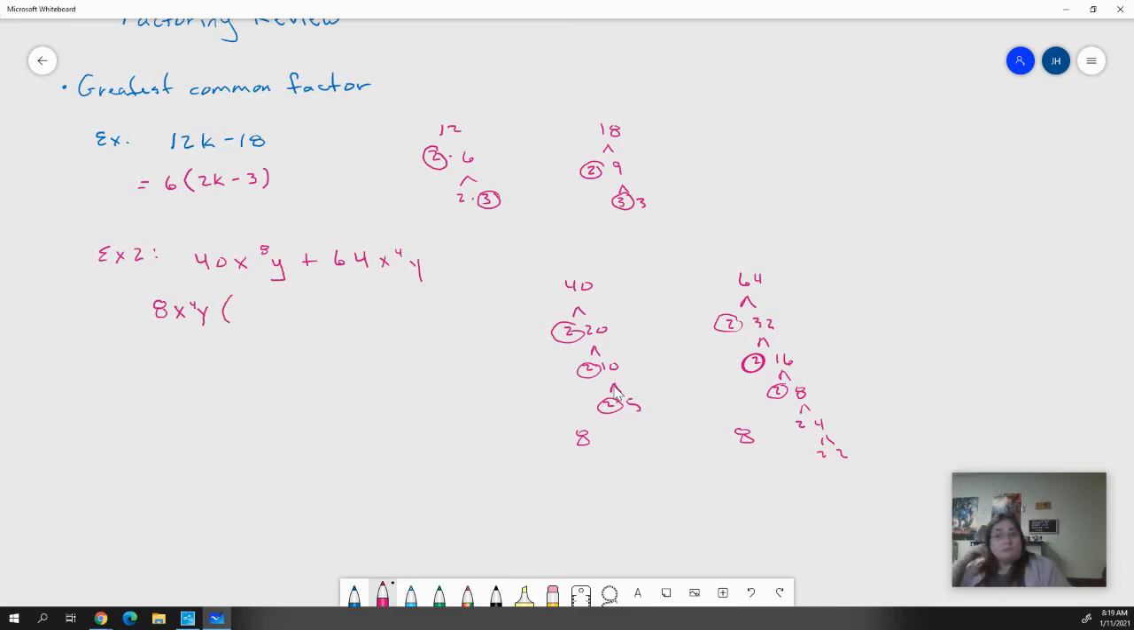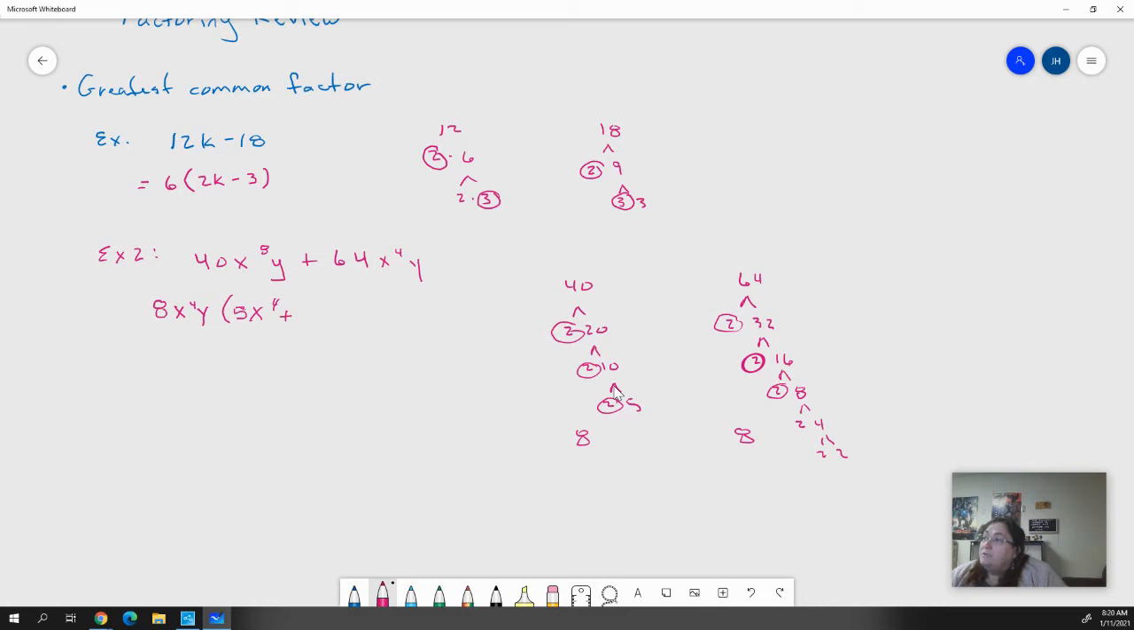And when I go through this now to figure out what I have left, it's going to be in that parentheses. It's just a division problem. I go, well, 40 divided by 8 is 5, right? I pulled out 8. I still have 5 left. I pulled out 4 x's, so I'm left with 4 x's right here. I pulled the y out, so I don't have any y's left.